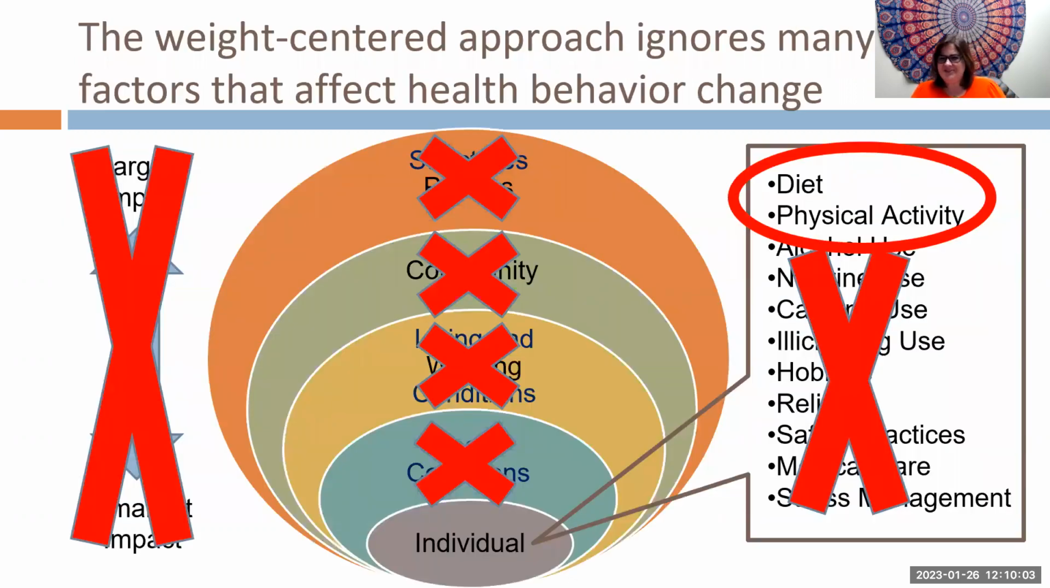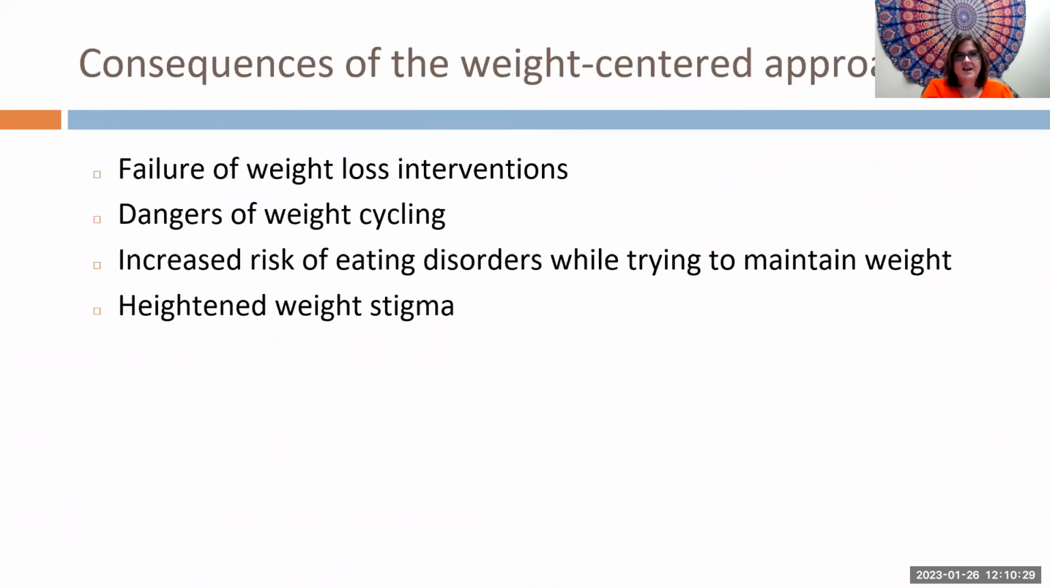This is just a nice visual that I like to include. If we go back to that socio-ecological model of health, in a weight-centered approach, it's all about the individual. If we can get individuals to change, and specifically change their weight, that's going to improve their health. We can see from the socio-ecological model that's false thinking, right? We need to incorporate all of those other factors.